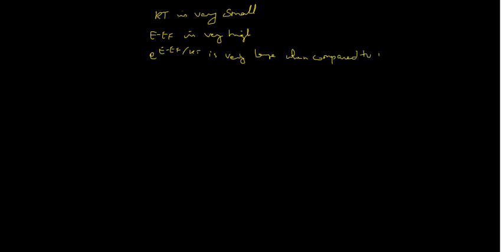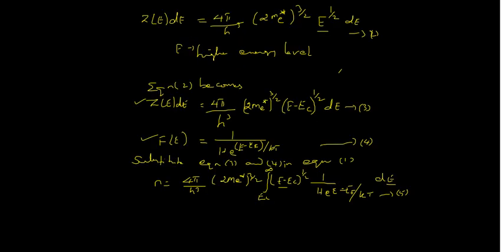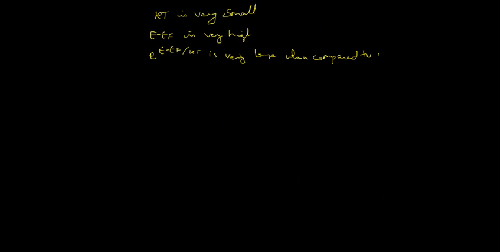You can see 1 by 1 plus e power E minus EF by kT. In the denominator, 1 plus this exponential value, and this exponential value is very much greater than 1. So that particular value is just written as 1 by e power E minus EF by kT. So 1 can be neglected.